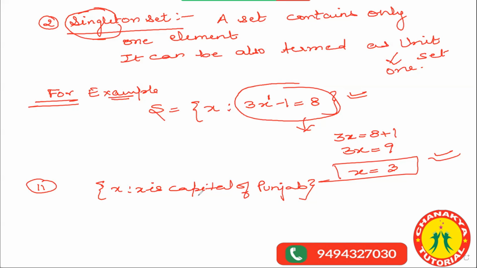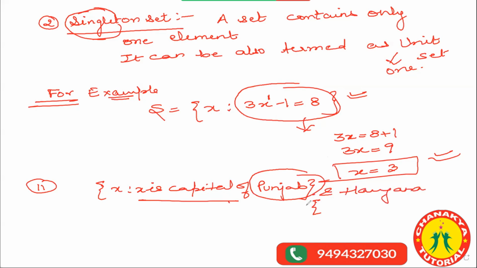So can you define it as a singleton set? Tell me, how? Because Punjab has just one capital, and Haryana also. But in this example, I have mentioned only one state, that is Punjab, not Haryana. If I had mentioned Haryana, then it would not be a singleton set.